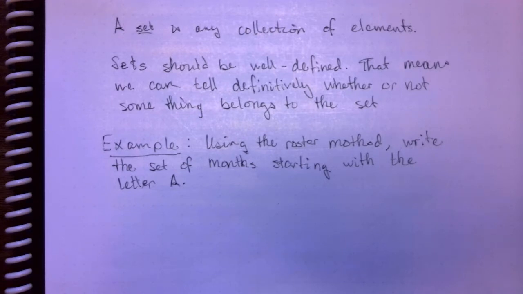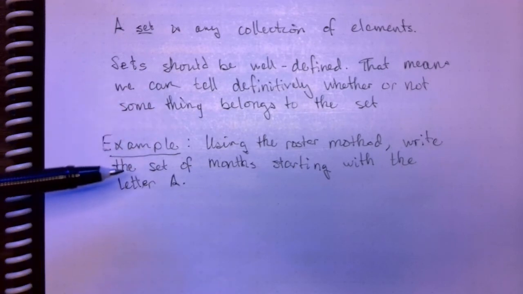An example of something that wouldn't be well defined would be the set of all tall people, because different folks might have a different idea of what it means to be tall. Some folks might consider a tall person to be somebody over 6 feet. Other people might not consider somebody to be quote-unquote tall until they're like 6'2". Okay, so that would not be well defined.